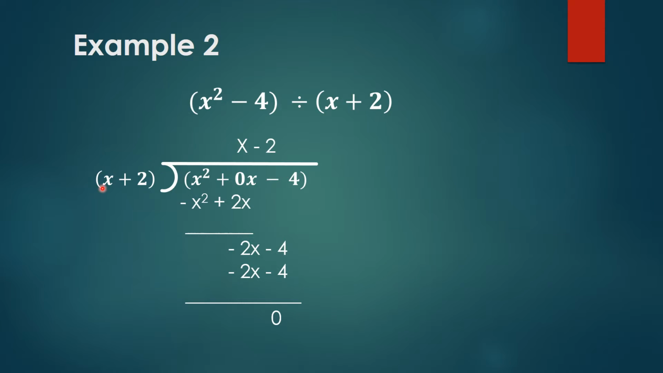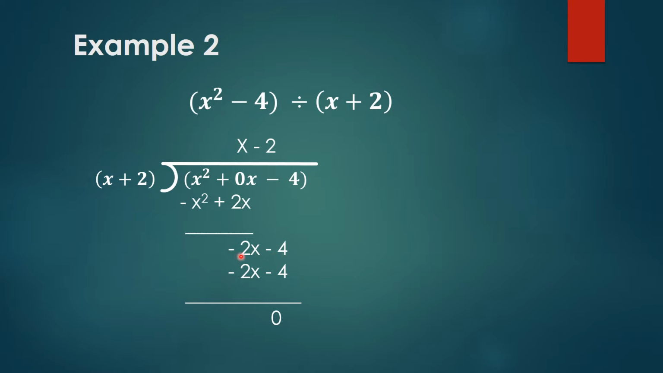X times x gives me x squared. X times 2 gives me 2x. And then I put this subtraction sign in here and I subtract. X squared minus x squared is 0, so we don't put anything down here. 0x minus 2x is negative 2x. You put a negative 2x here. And then you bring down the negative 4.